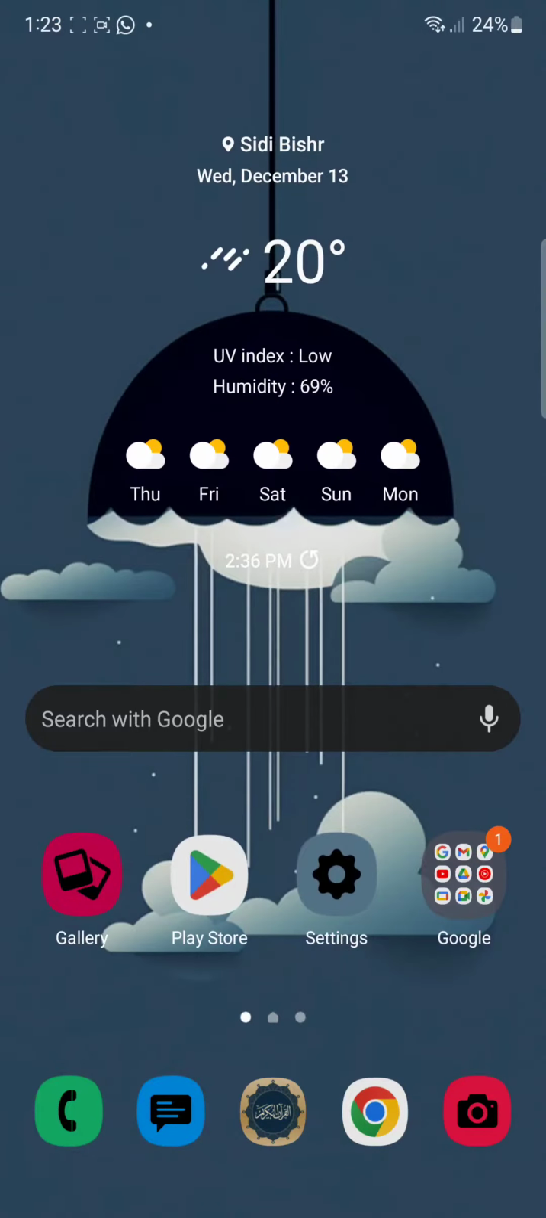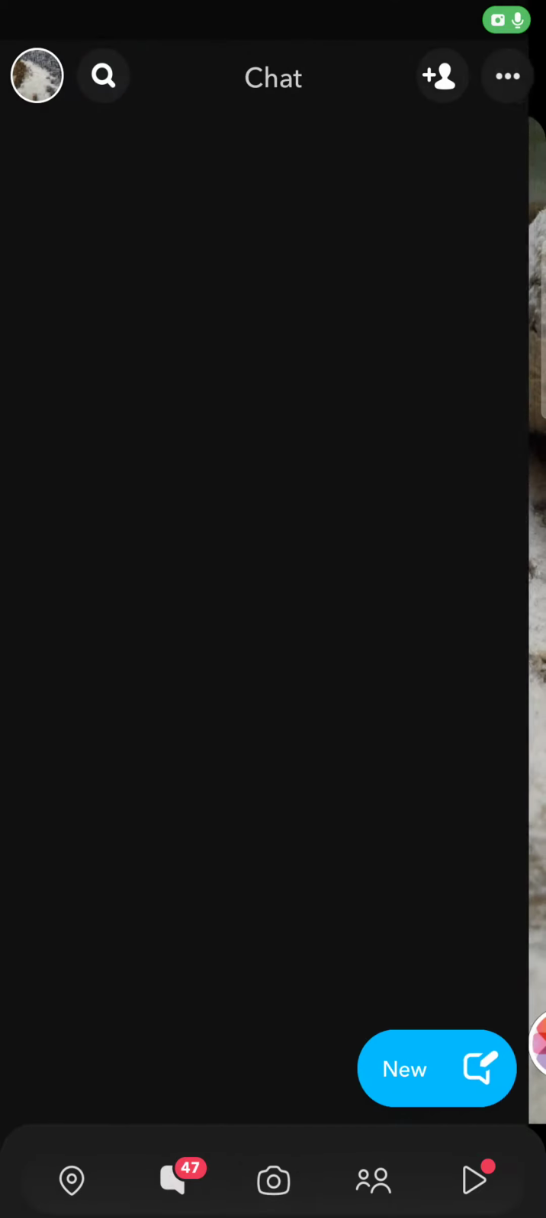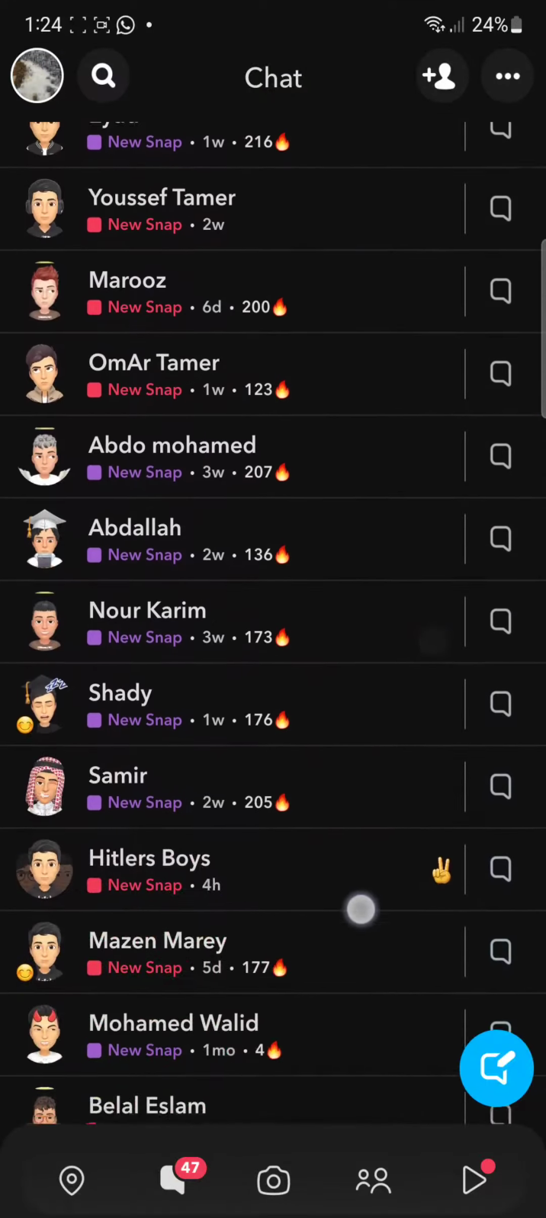Today I'm going to show you how you can know if someone has Snapchat Plus on their Snapchat account. It's pretty easy, and I'm going to show you how you can do it. There's a subtle way to know if someone has Snapchat Plus or not, and it's basically a badge. The problem is that you're the one who chooses to show it or not.